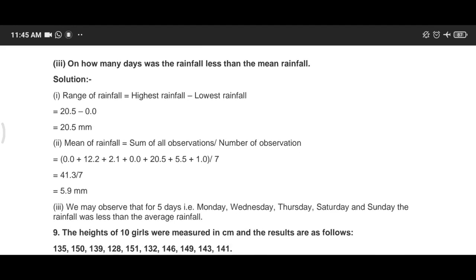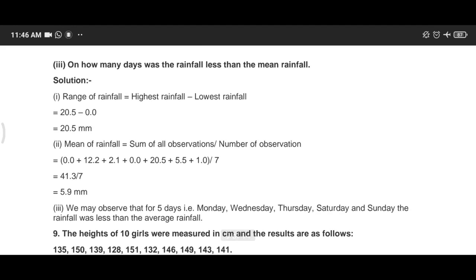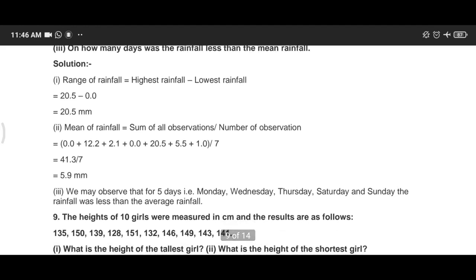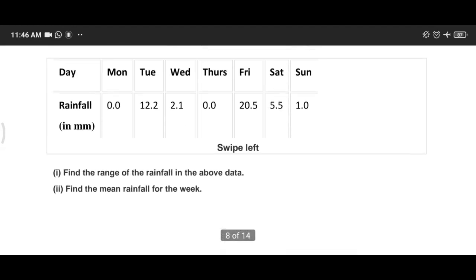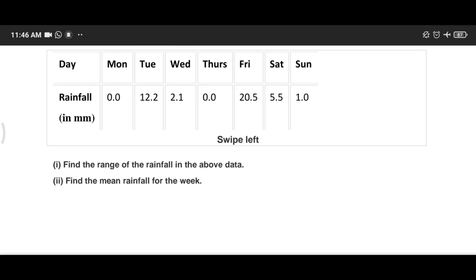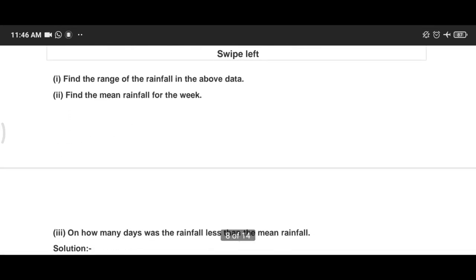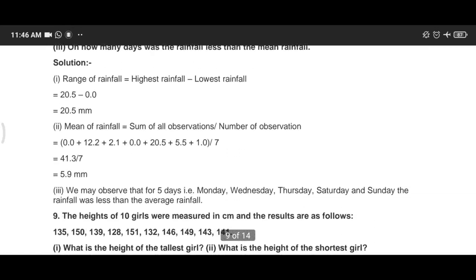Now we have to write on which days. So on Monday, Wednesday, Thursday, Saturday and Sunday the rainfall is less than the average rainfall. Here by the table you can check: Monday 0.0 which is less than mean, Wednesday 2.1 which is less than mean rainfall, Thursday 0.0 which is less than mean, Friday it is greater but Saturday it is less, 5.1, and Sunday it is also less.